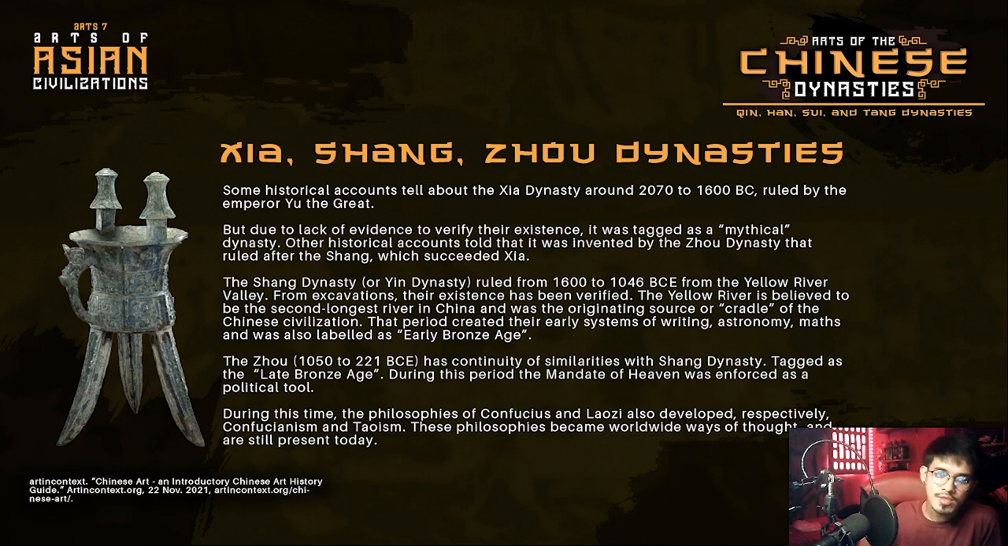Ayan. So during these times, the philosophies of Confucius and Laozi also developed, respectively Confucianism and Taoism. That's why Confucianism and Taoism are still popular even up to the present times. So, and not just in China, but also around the world. So these philosophies became worldwide ways of thought and still present today.